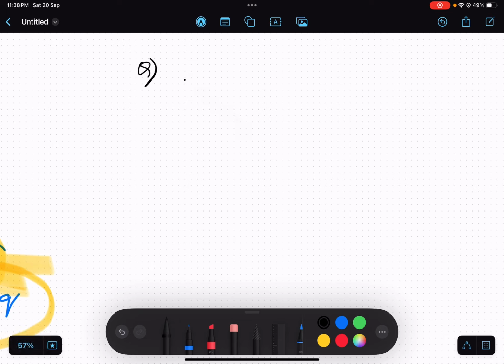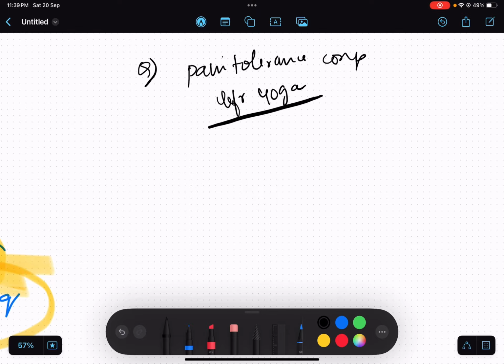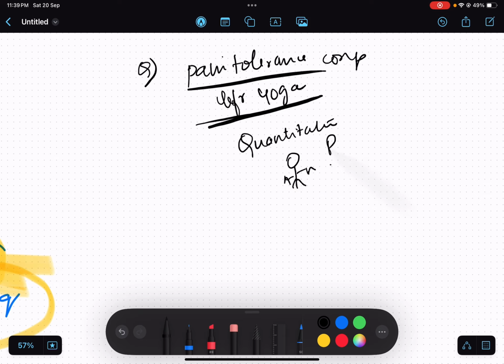A researcher is conducting a study to compare pain tolerance. You are comparing pain tolerance before and after yoga. So what will you do? What test will you do? Is it quantitative or qualitative? Basically it is a quantitative test. You are comparing before and after yoga, same person or different person? Same person. So which test? One group, so paired t-test.